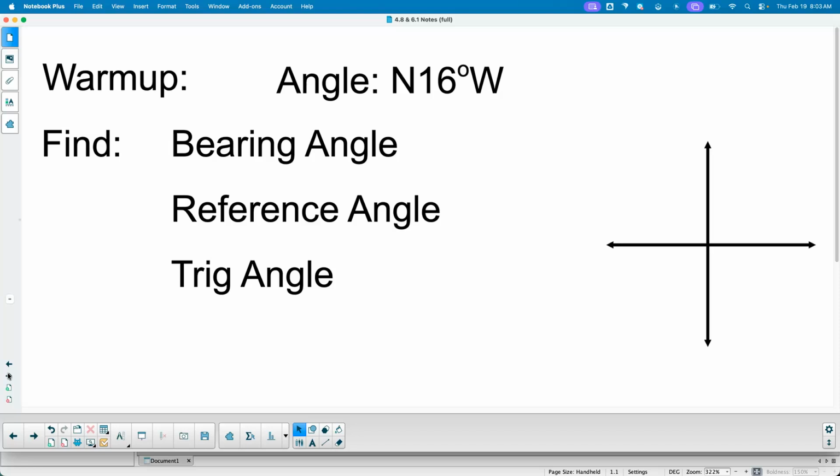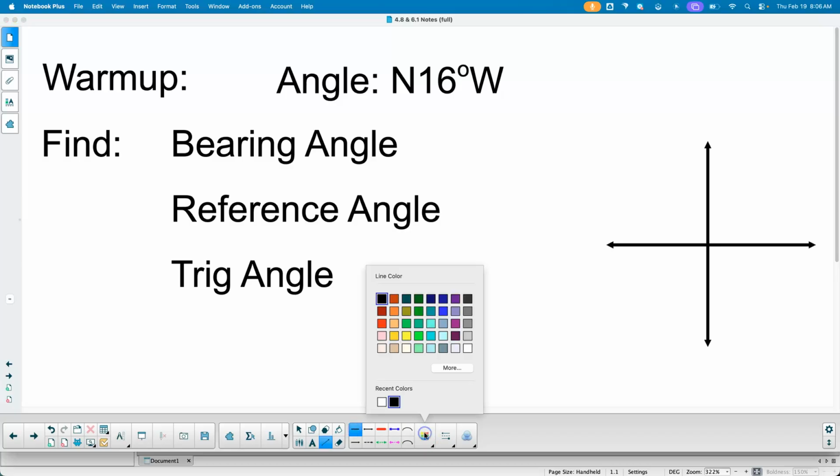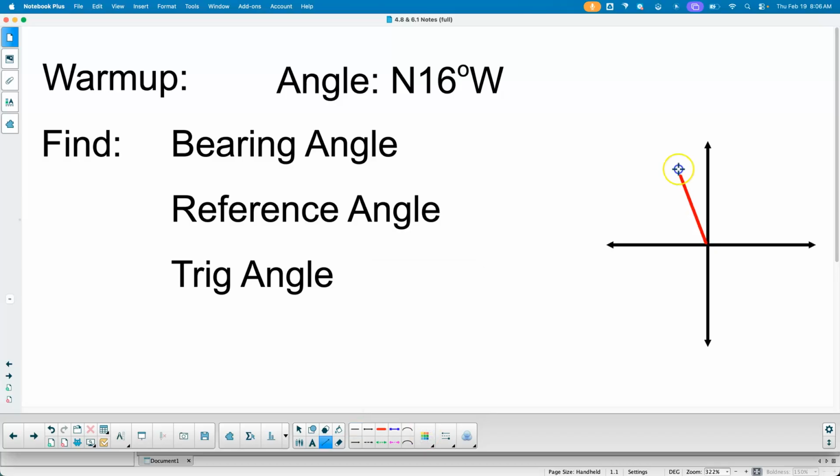So our first warm-up today is this one. Our angle is north 16 degrees west. I need you to find me the bearing angle, the reference angle, and the trig angle. So north 16 degrees west would be up here, where this angle here is 16 degrees.